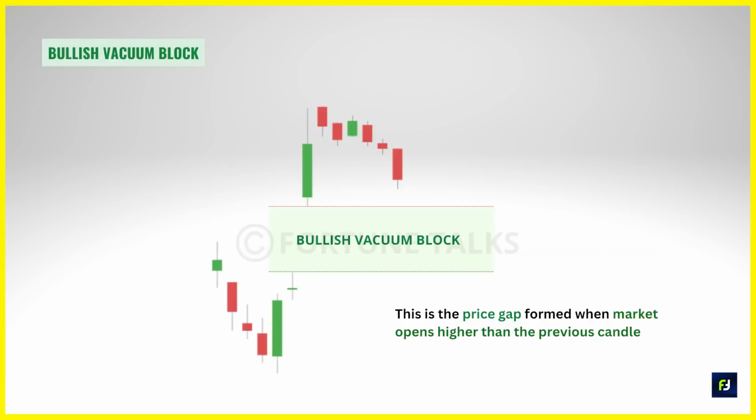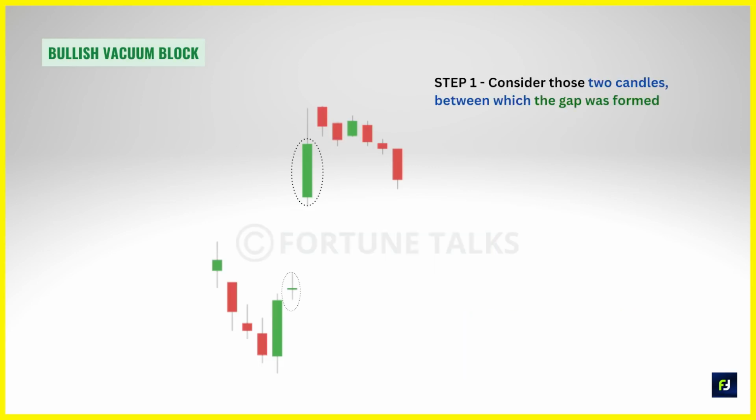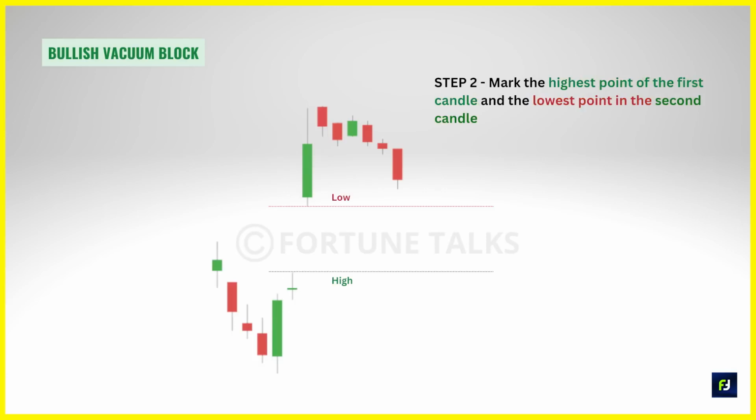A bullish vacuum block is a gap created in price action when price opens way higher than the previous candle. To mark the vacuum block, we have to consider those two candles between which the gap was formed. Then we need to mark the highest point of the first candle and the lowest point of the second candlestick. This will be our bullish vacuum block, or simply a gap up.